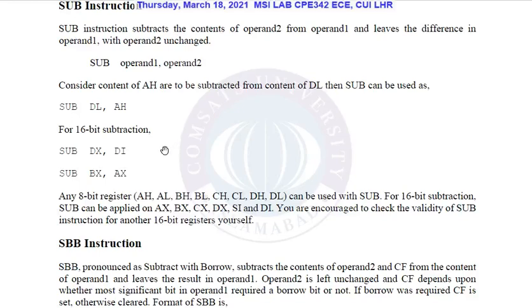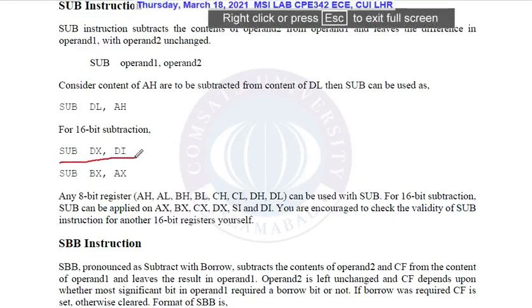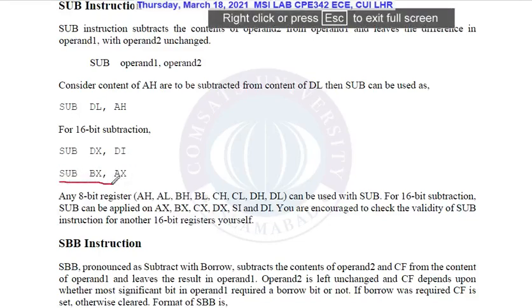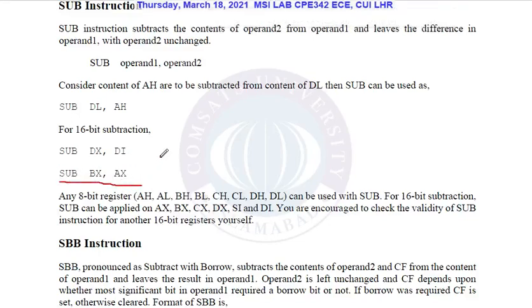For example, here you can see that there is an example of 16-bit subtraction. For example, if I took the second example in which SUB BX comma AX is written, in that case the value of AX will be subtracted from BX and the answer will be stored at the location of BX or in the BX.